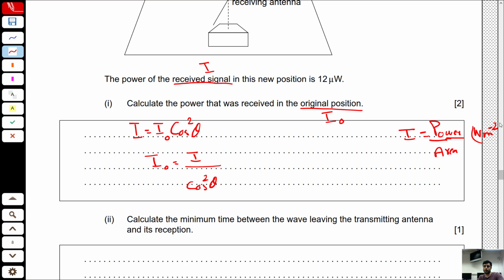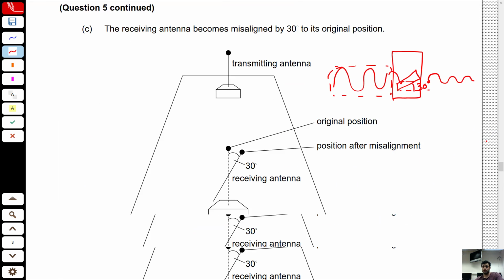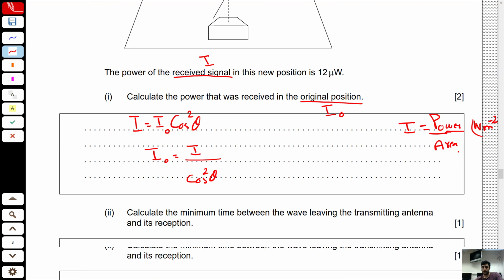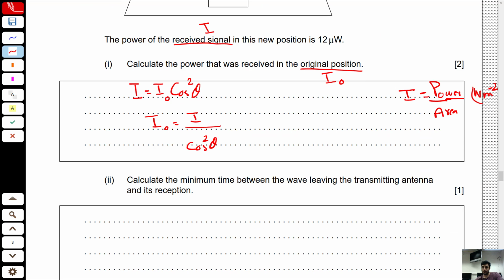Okay, this is the unit. Let's sub in the values. Keep the intensity as microwatt. If you keep final intensity as microwatt, then your initial intensity will also be in the same unit, microwatt.